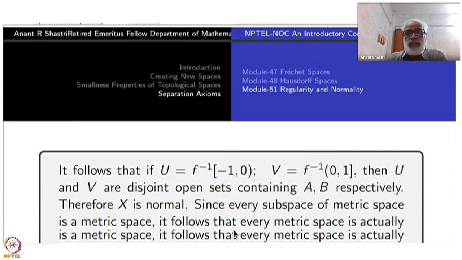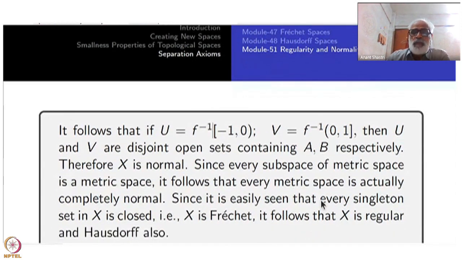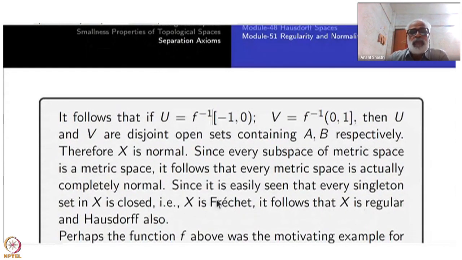Indeed, since every metric space is normal, and a subspace of a metric space is also a metric space, it follows that every metric space is completely normal. Okay, it's completely normal. Also, we have seen that singleton sets are closed in a metric space. That means they are Fréchet spaces. Therefore, complete normality implies regularity as well as Hausdorffness. Once they are Fréchet, regular implies Hausdorff. Complete normality implies regularity. Complete normality implies normality. Okay, anyway. So all these things are true for a metric space.